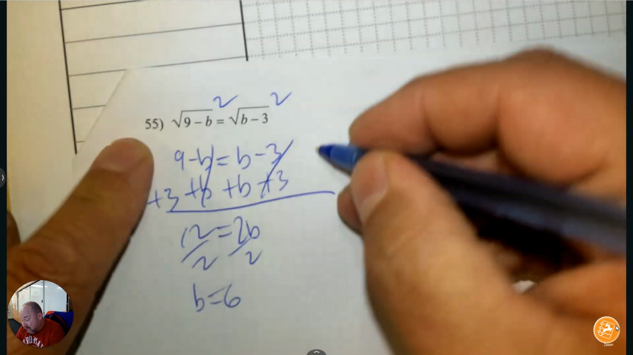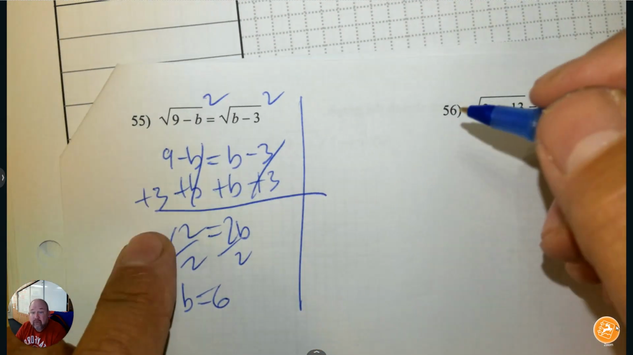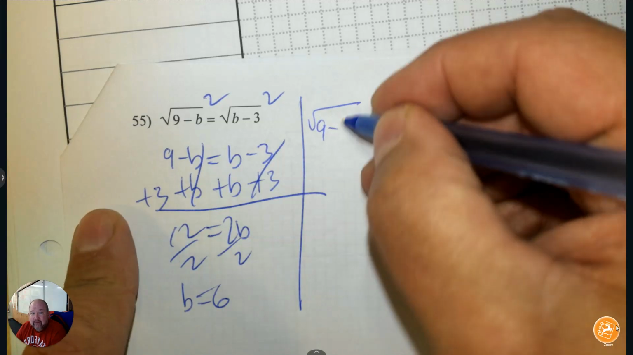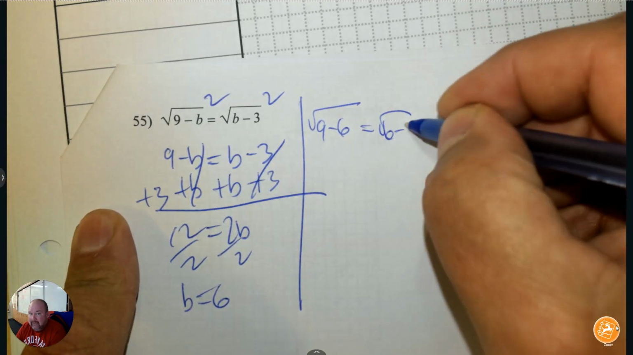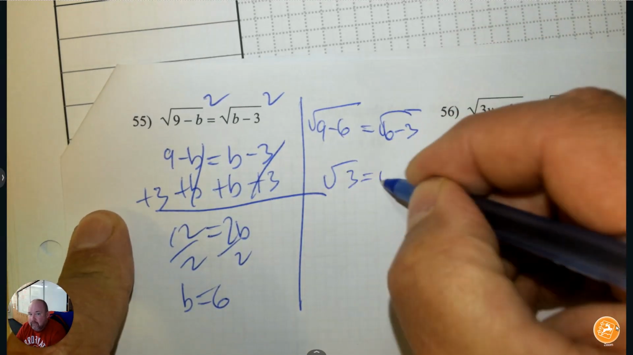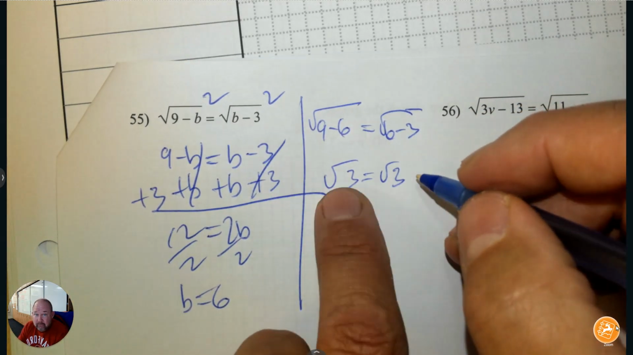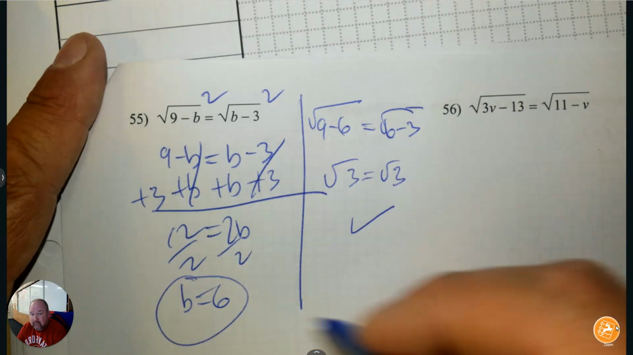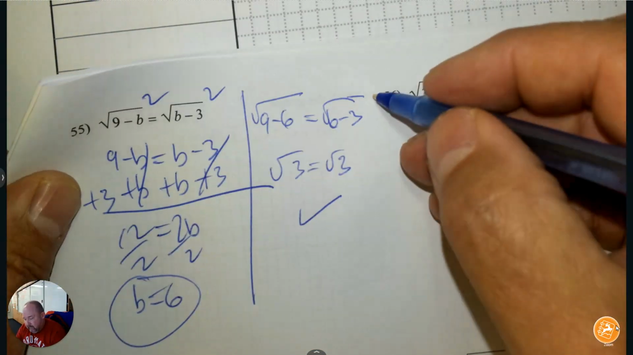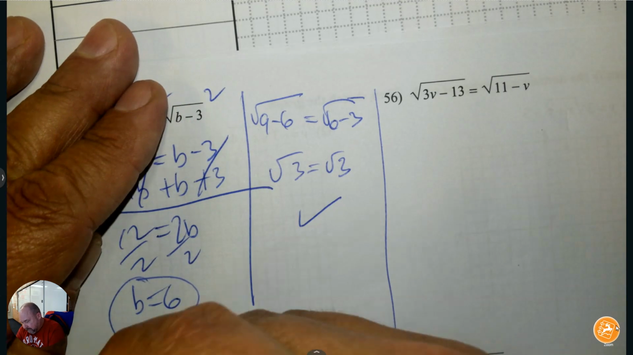Now again, I need to check to make sure that answer works. So I got to plug 6 in. In particular, what I'm looking for is I can't have a negative number under a square root sign. So when I go 9 take away 6, they're both equivalent, but they're positive 3, and that's what I'm looking for. So this is the answer. Number 56.